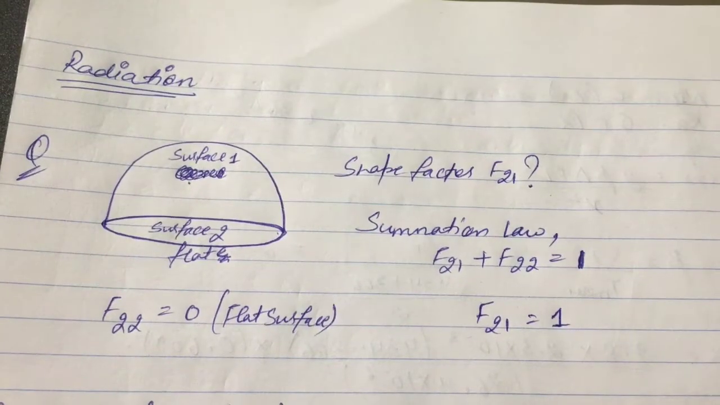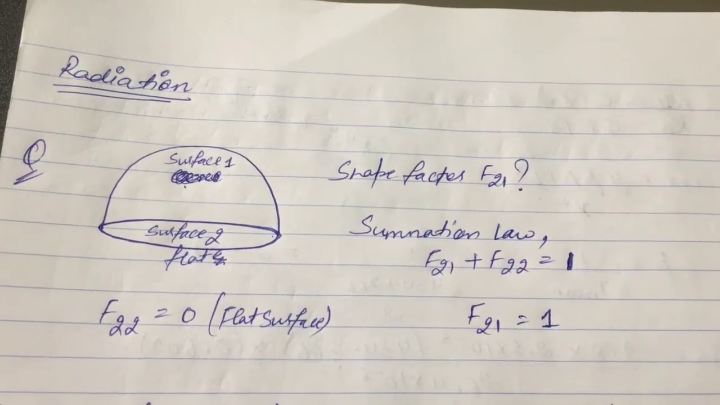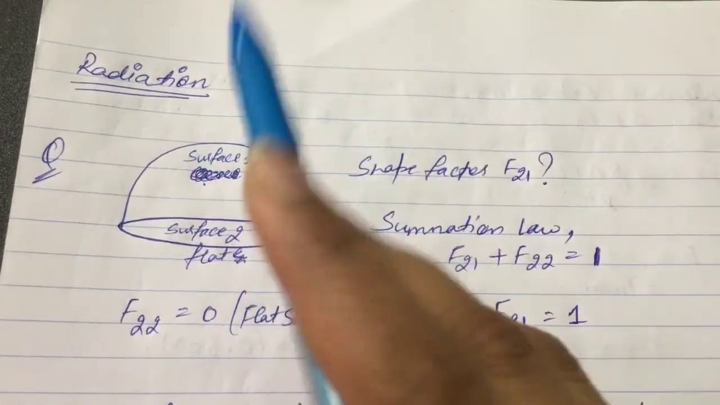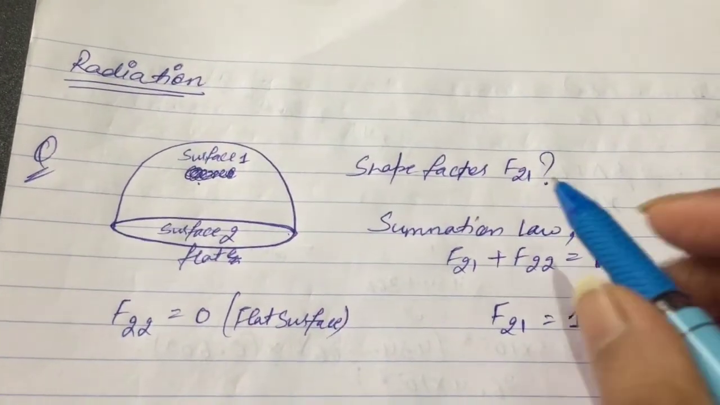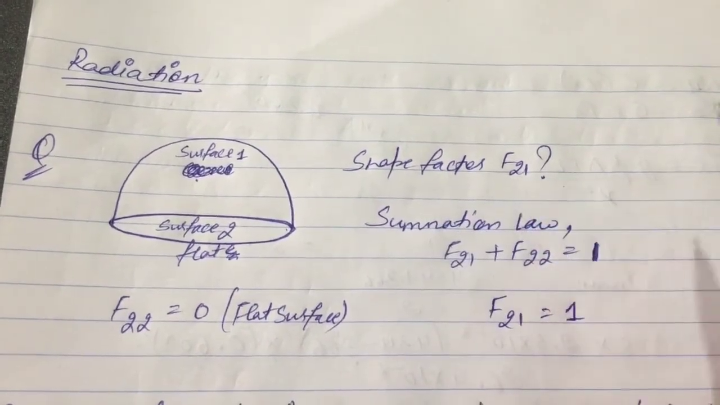Hi guys, welcome back to part 4 of heat transfer practice questions, and today's topic is radiation. The first question we have is to find shape factor F21.